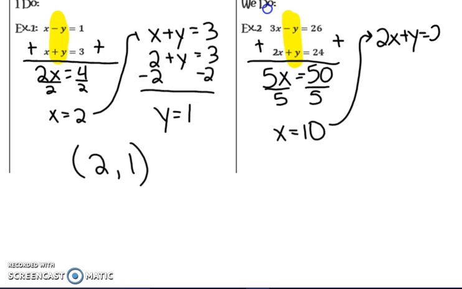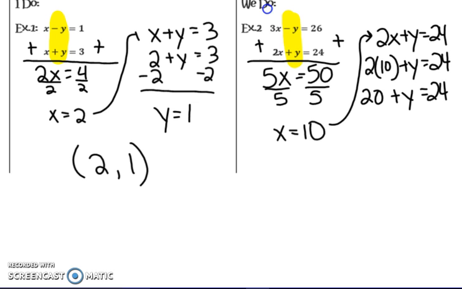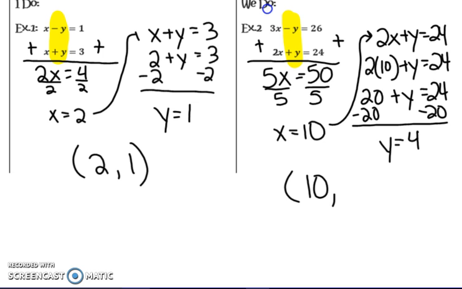2x plus y equals 24. Well, I know x is 10, so 2 times 10 plus y equals 24. 2 times 10 gives me my 20. From here, I'm going to use inverse operations, subtract 20 on both sides, and I'm left with y is equal to 4. That means my coordinate point is going to be 10, 4 for my final solution.